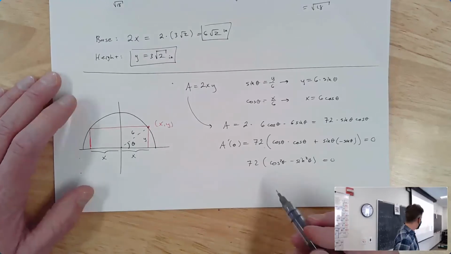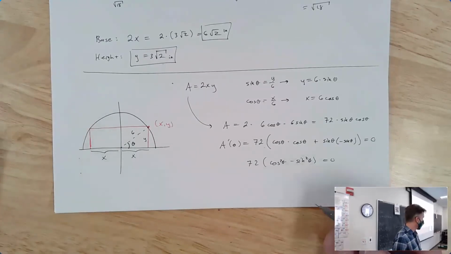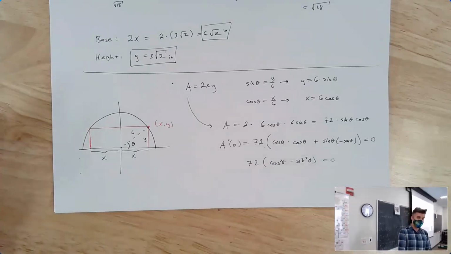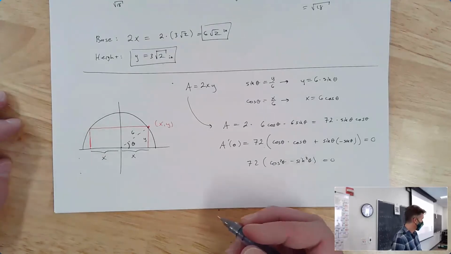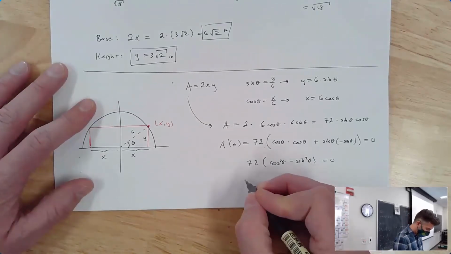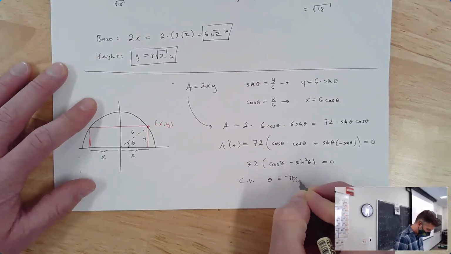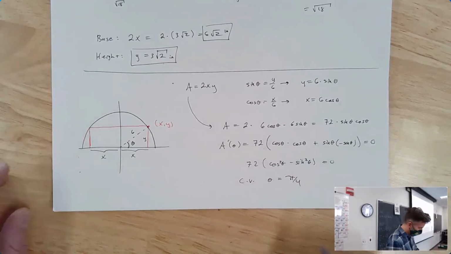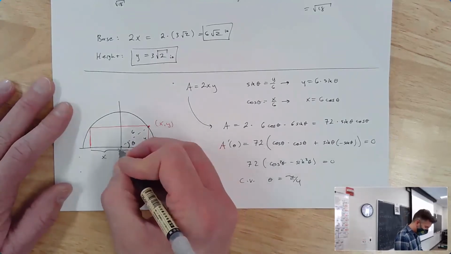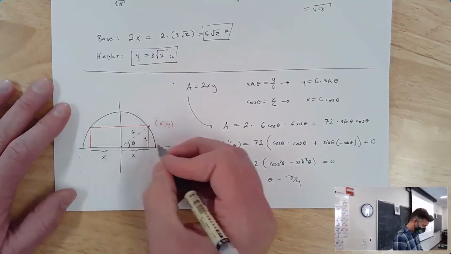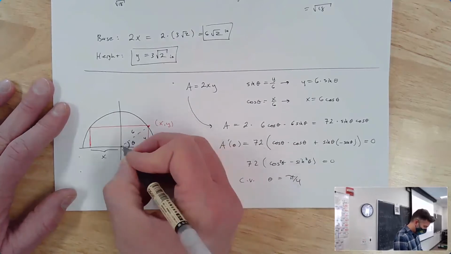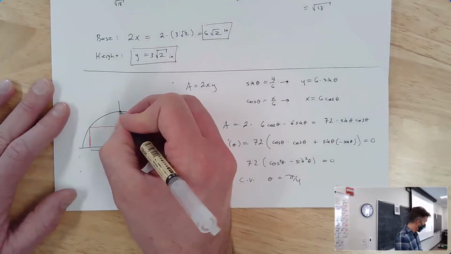So I essentially need cosine to equal sine. What's the angle where cosine equals sine? Exactly. So my critical value is theta equal to pi over 4. Now, I want to point out that the way I've drawn this, the smallest angle that makes sense is 0, if the point's over here. And the biggest angle that makes sense is pi over 2, if the point's over there.